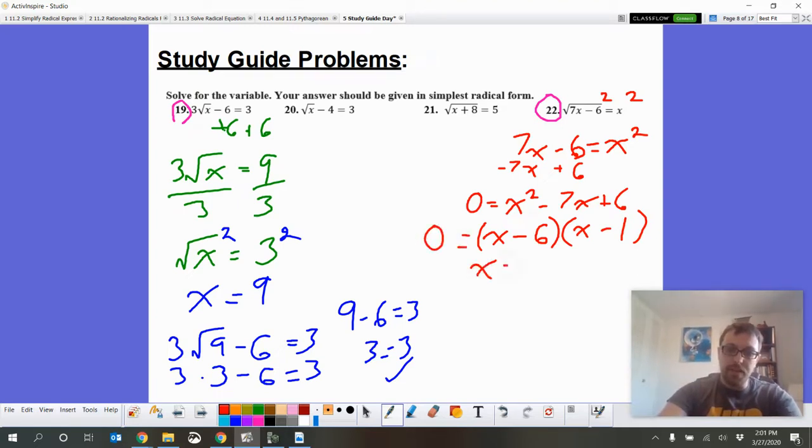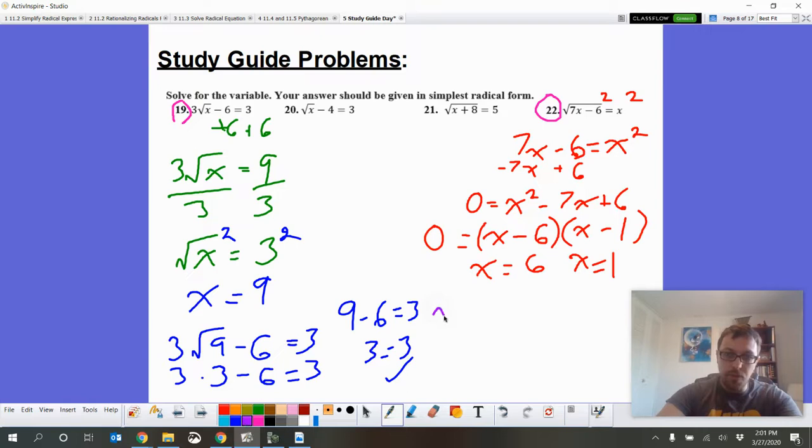So x equals 6, because 6 minus 6 will get us 0, and x equals 1. Now we need to be careful with these problems because we could get extraneous solutions. So it's important that we check to make sure that they both actually work.